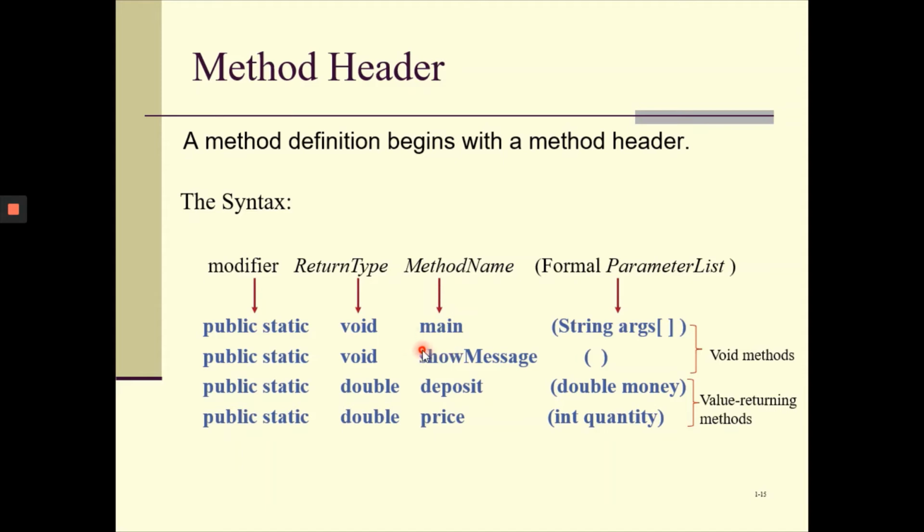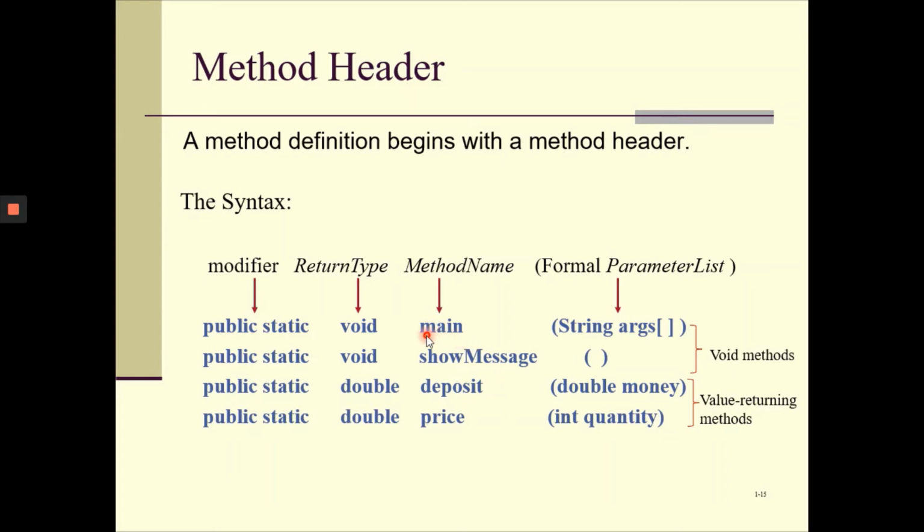You can have method names like you give names to your variables, but usually we use verbs to represent our method name. So if you see here, show message, and it should be something meaningful. When the method is going to show a message, just to display, you just use show message. The next example is deposit. This method might be asking to deposit money, so we use the name deposit.